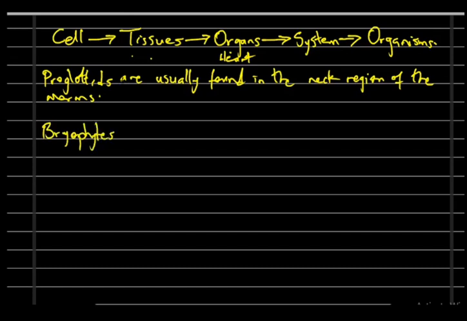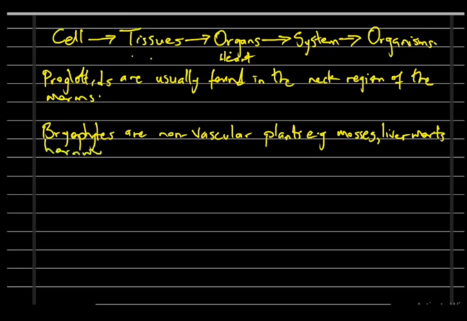Bryophytes are non-vascular plants. Examples of such plants are the mosses, the liverworts, and also the hornworts. Now, they have their sex organs produced in the gametophyte.